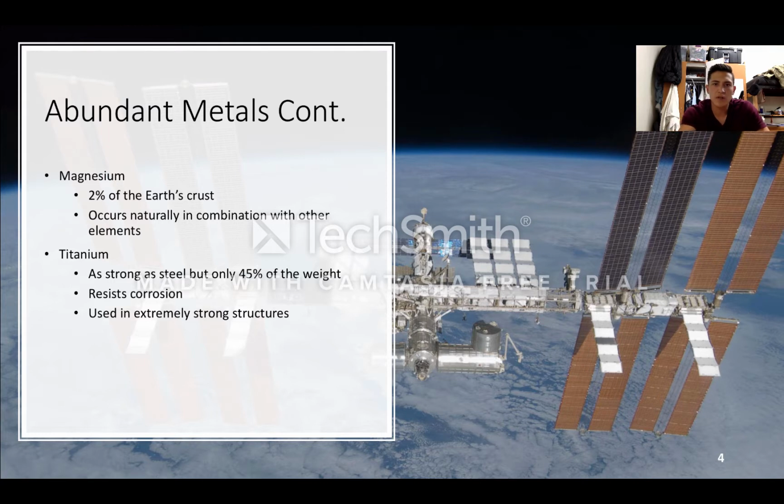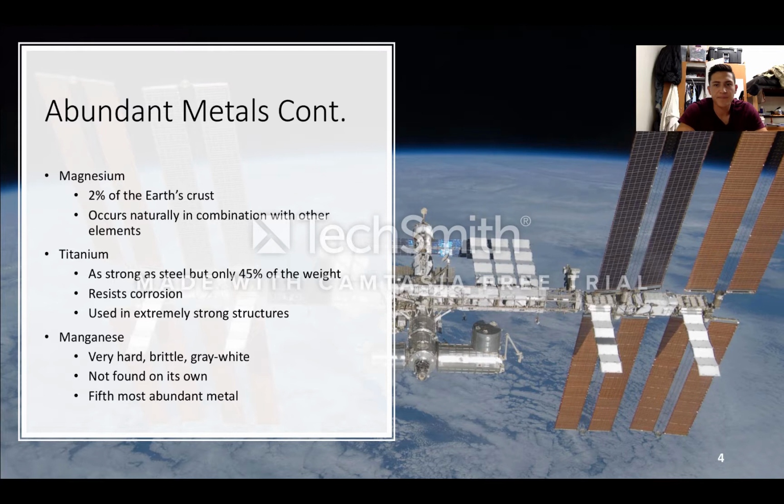The last example of abundant metals I have is manganese. This metal is mainly used for the production of steel, accounting for 90% of the manganese mined today. Manganese is also used to alloy with aluminum to help resist corrosion. Manganese is the fifth most abundant mineral in the Earth's crust and is very reactive to other elements.